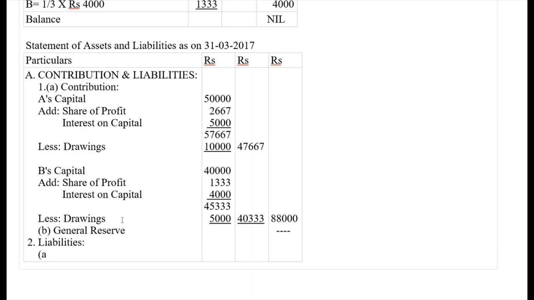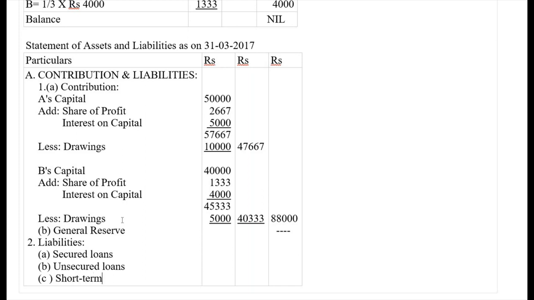So here we have got A. In case of the liabilities, we have got secured loans. We don't have anything here. B, unsecured loans. Again, we don't have anything. Then C, we have got short-term borrowings. We don't have short-term borrowings here.